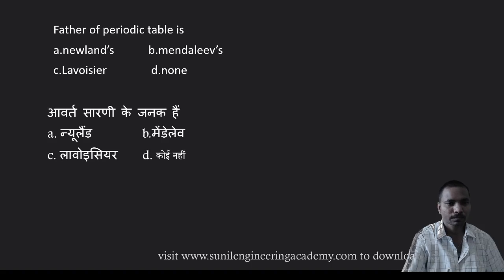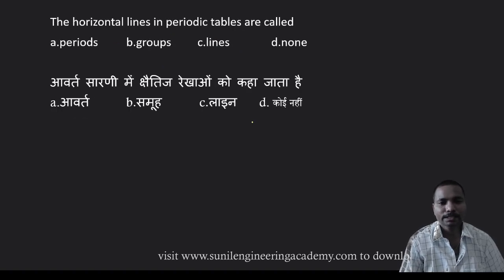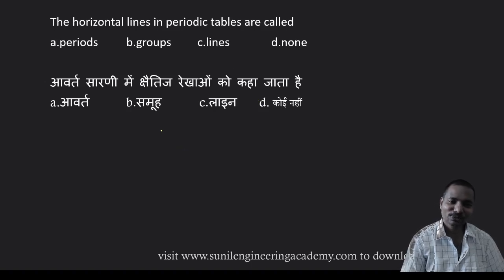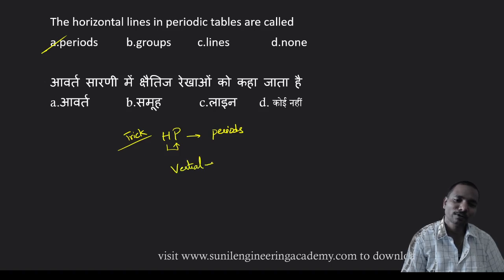Coming to the next question. Who is the father of the periodic table? Mendeleev is considered the father of the periodic table. Horizontal lines in the periodic table are called dash. There is a confusion, right? I have given the trick in the theory class also. Just make a trick: HP, that is, HP laptop or HP petrol. Horizontal is periods. So if horizontal is periods, vertical is groups.